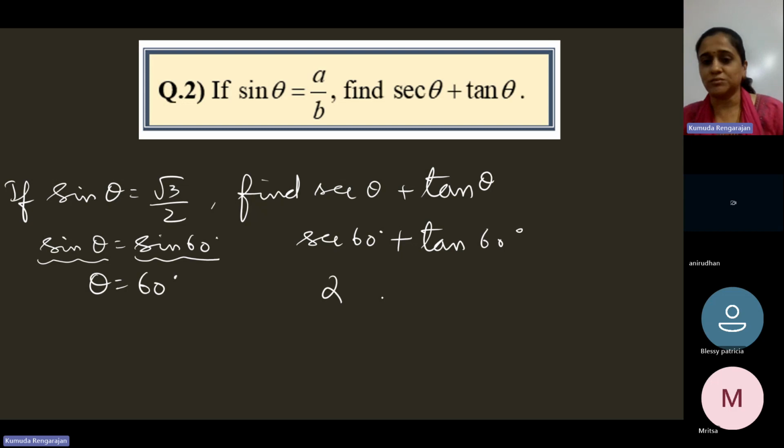So 2/1, which is 2, plus tan 60, √3. 2 plus √3. You cannot add this, right? 2 plus √3 is 2 plus √3. That's all. So this is one more method.